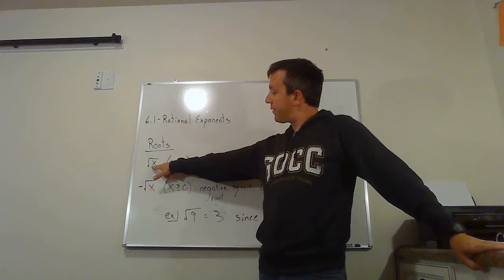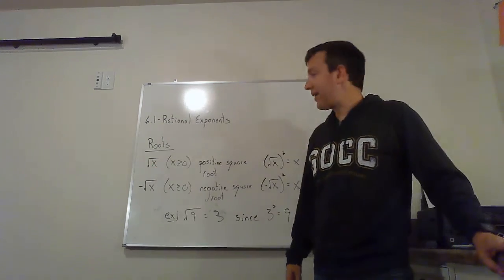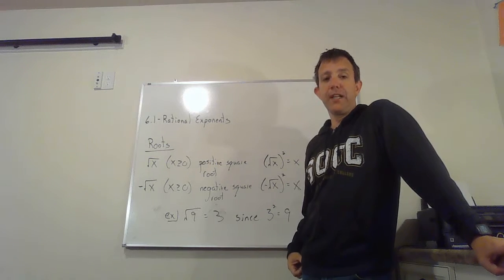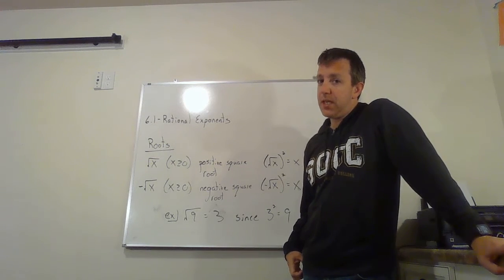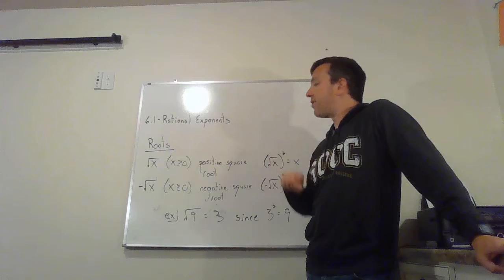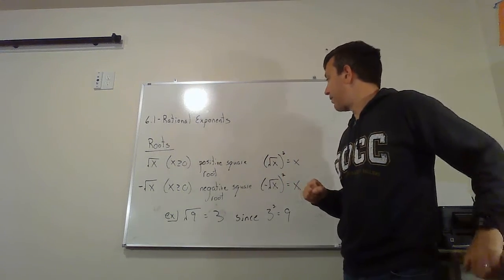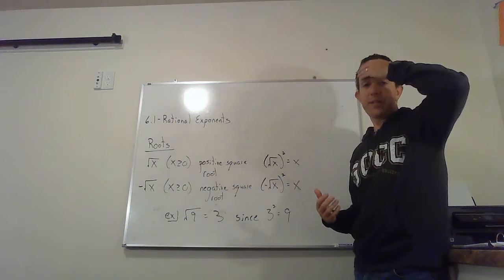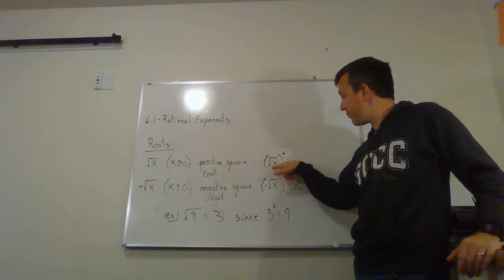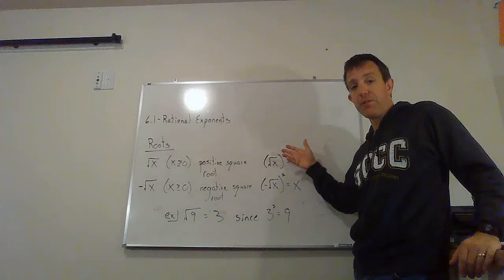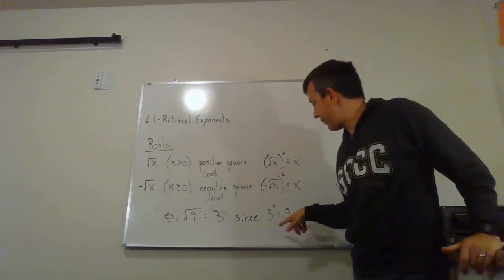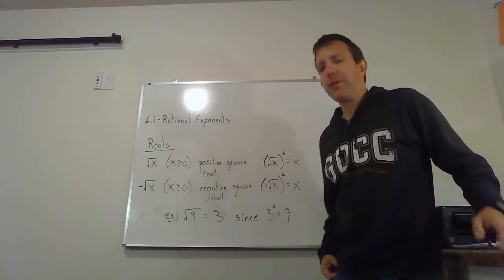So the first one we have, this little sign, the square root of x, where x has to be greater than or equal to 0. You can't take the square root of a negative until later when you can, and it gets really interesting. Anyway, that's called the positive square root of x. We call it a square root because if you take that square root of x and you square it, you get just the x on the inside. And I have an example down here, which is a much better way to explain it.